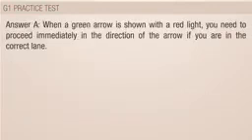Answer A. When a green arrow is shown with a red light, you need to proceed immediately in the direction of the arrow if you are in the correct lane.